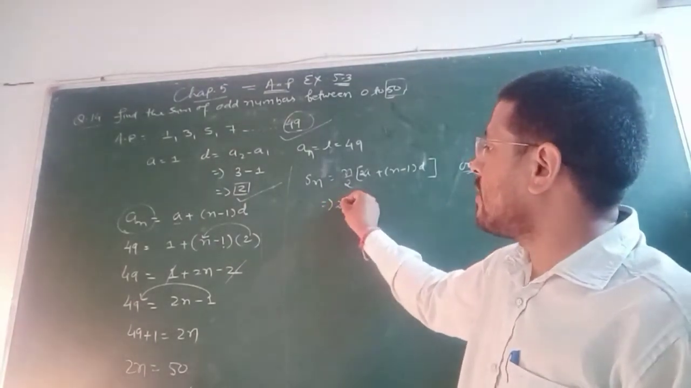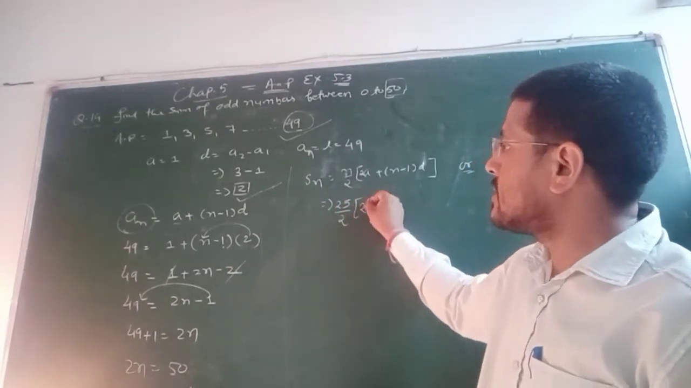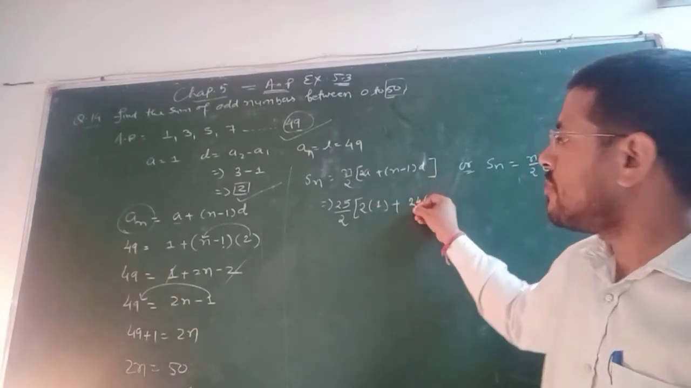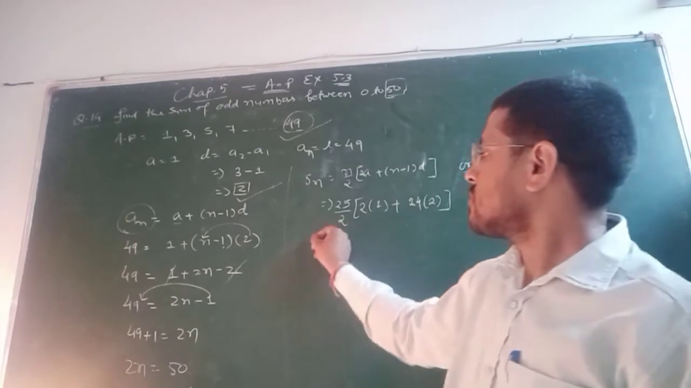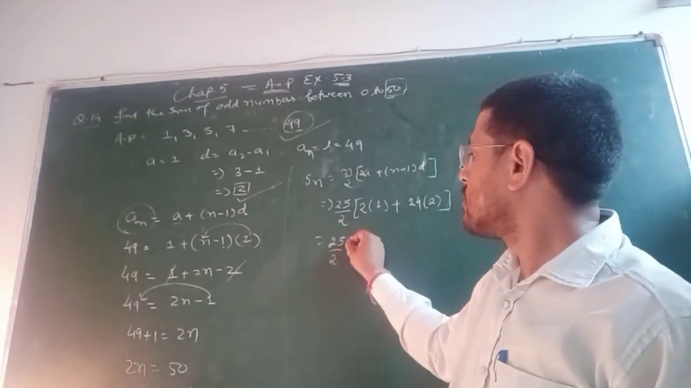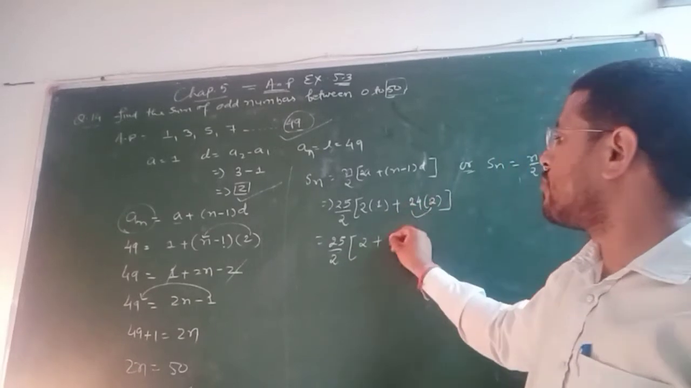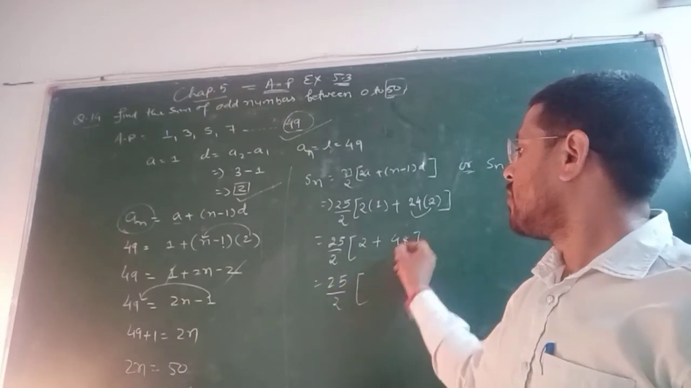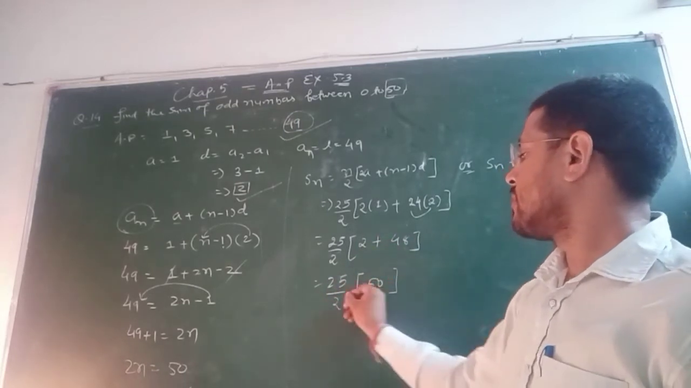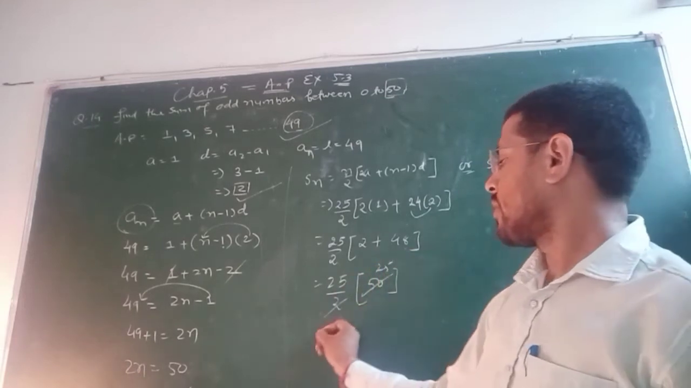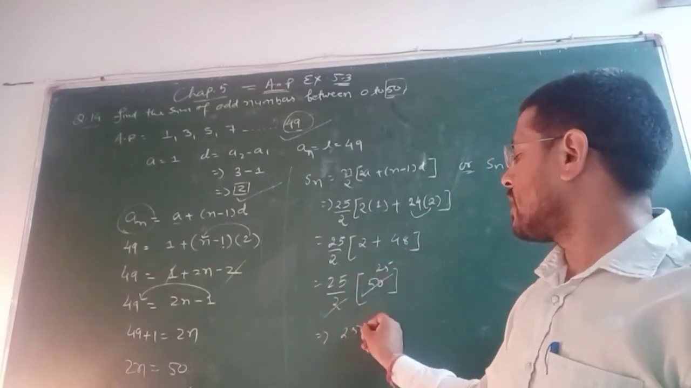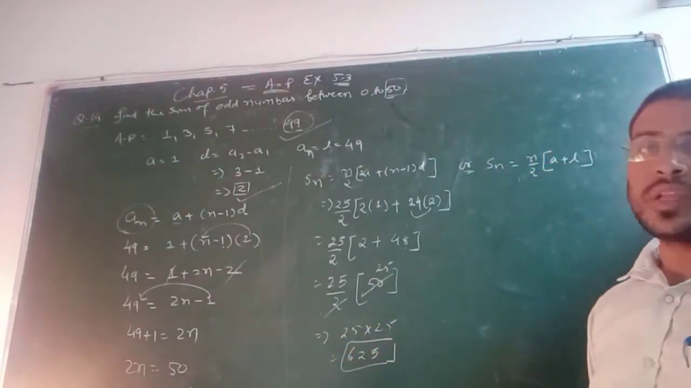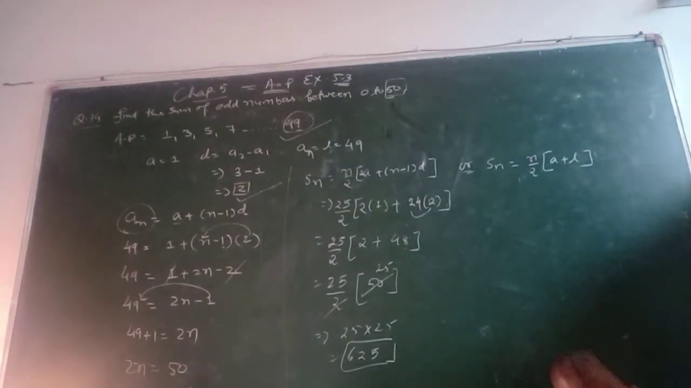n will be 25, a is given as 1, 25 minus 1 is 24, and d is also given, that is 2. 25 by 2, 2 times 1 is 2, plus 24 times 2 is 48. Get the multiplication, 48 plus 2 is 50. 25 into 25, so it will be 625.